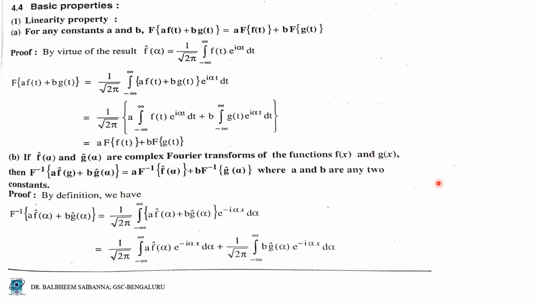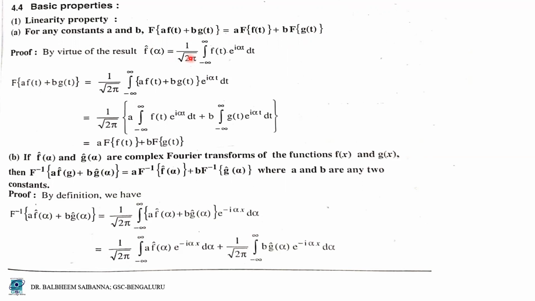First property, in the first property we have two sections, A and B. The first property says the linearity property. The statement of the linearity property is like this: for any constants a and b, F of a f of t plus b g of t is equal to, we have to prove, a F of f of t plus b F of g of t.